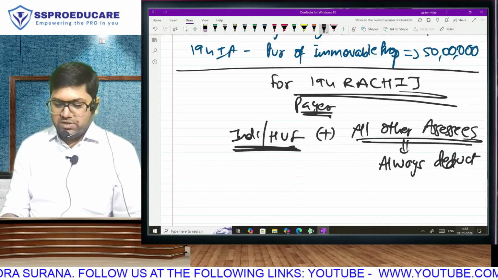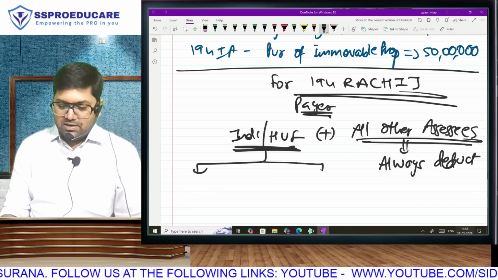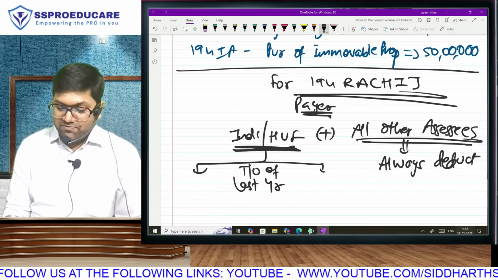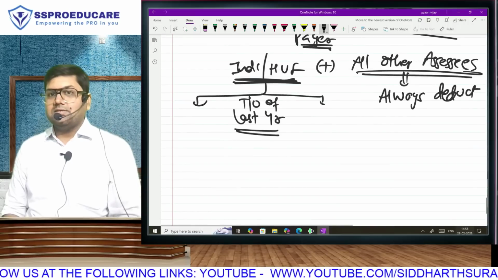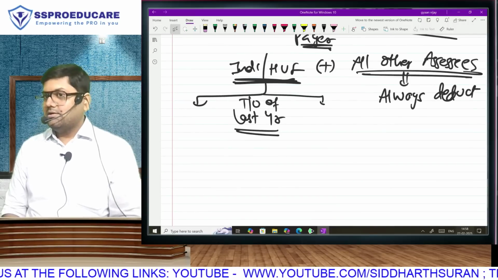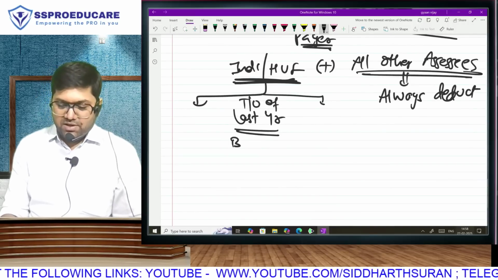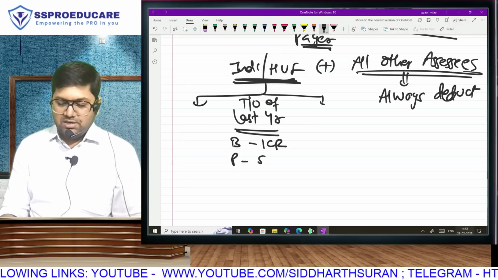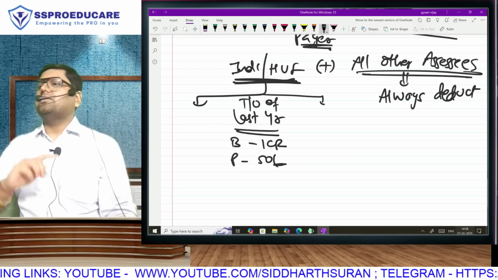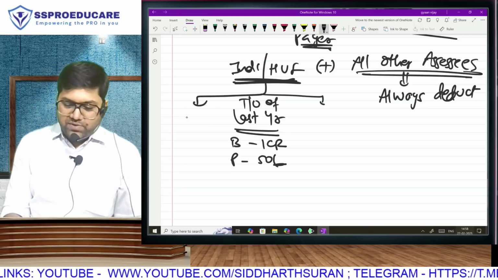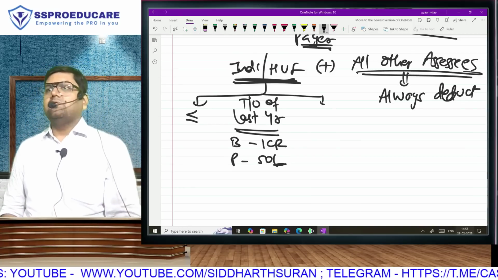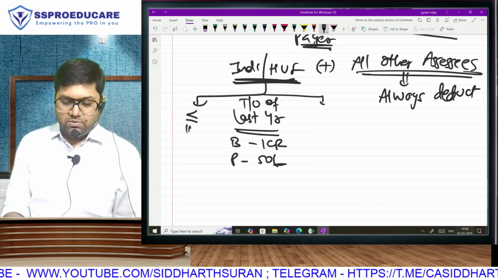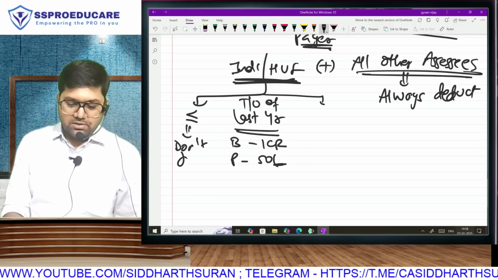Let's talk about individual HUF. We will go and check their turnover; we can't check the current year, we will check last year. And what is the limit? For business, the limit is 1 crore. And for profession, the limit is 50 lakh. Your last year's turnover we will check. If it is less than or equal to 1 crore or 50 lakh, based on whether you are in business or profession, then you don't deduct.